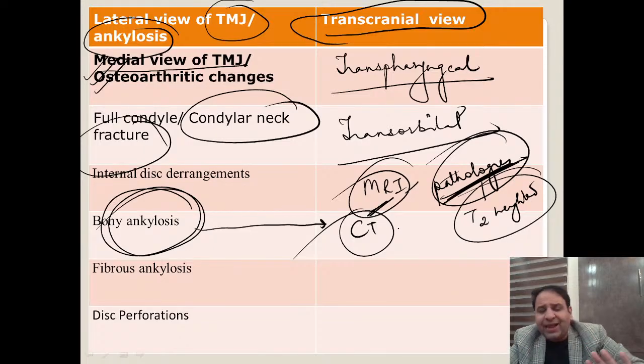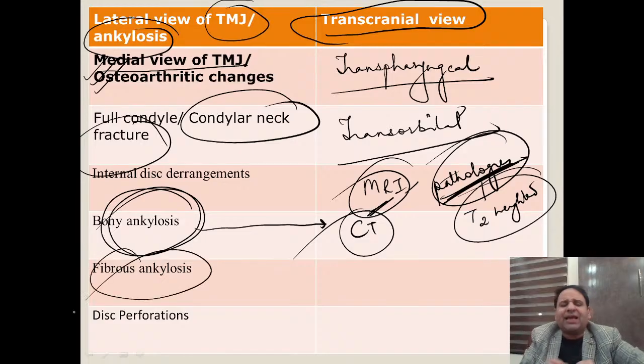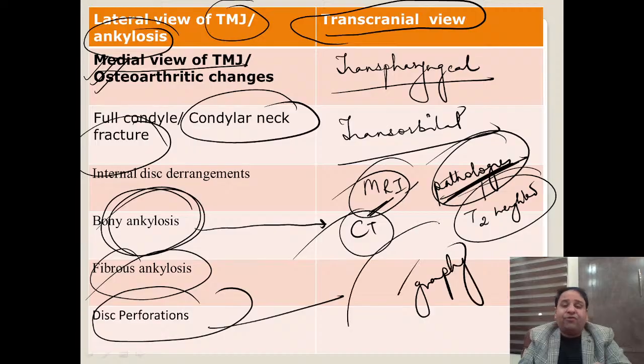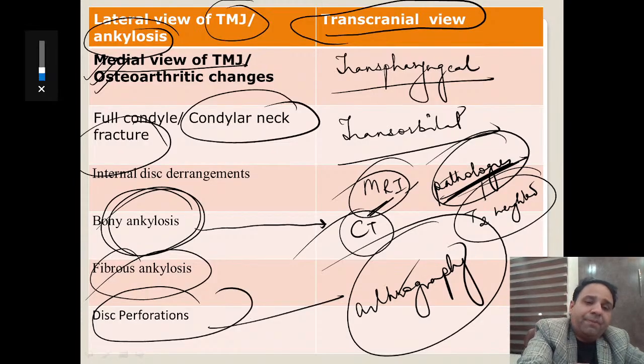Correct. Bony ankylosis is best seen in CT, CBCT. Fibrous ankylosis you can also see in CT, CBCT, but then MRI would be better. Disc perforations are best seen in arthrography. Again an old question. Disc perforations are best seen in TMJ arthrography. If you want to see the disc perforation, TMJ arthrography will be your best answer. Exactly, students.